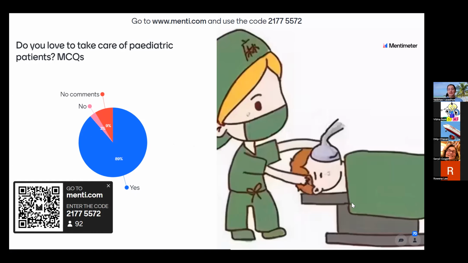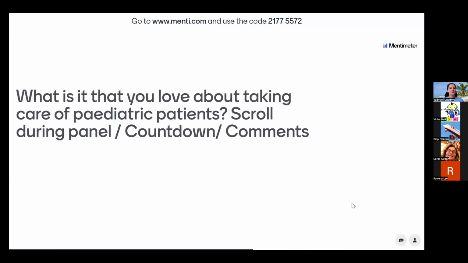So if you can see, 70 people have commented and 89% say that yes, they love to take care of pediatric patients. There are 8% who say no. Maybe they are still not into pediatric practice, or there may be a fear, a concern. We don't know. We'll see as time comes. Okay, so this was MCQs for all of you.